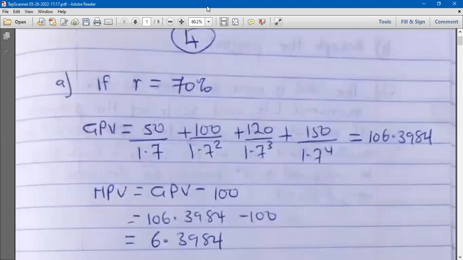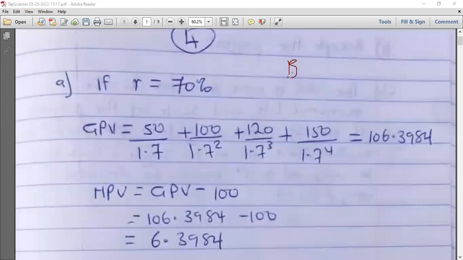The formula is the benefit divided by 1 plus R to the power T. If T is equal to 1, here R is equal to 0.7, so the denominator will be 1.7. So we have 50 over 1.7 to the power 1. Then the second year, the benefit was 100, so 100 over 1.7 squared, since T is 2. Then the third year, the benefit was 120, so 120 over 1.7 cubed. Then the fourth year was 150, so 150 over 1.7 to the power 4.